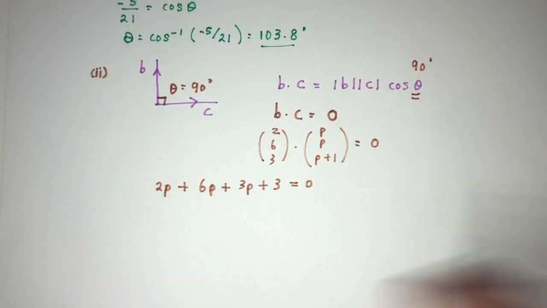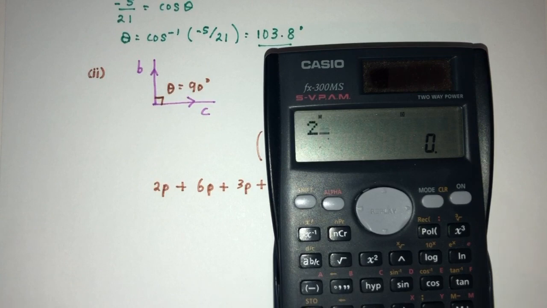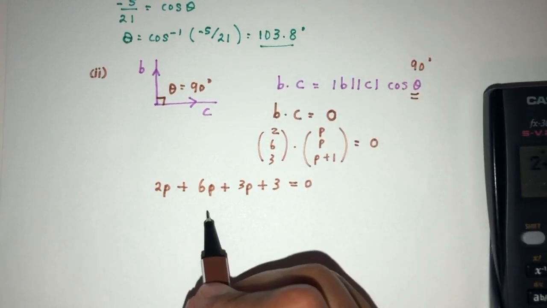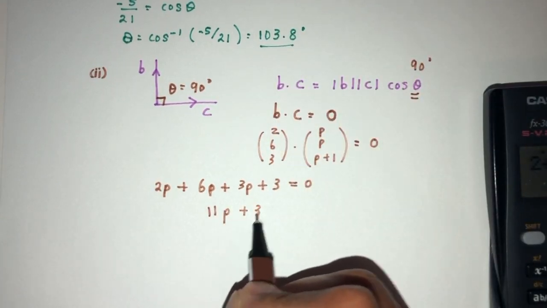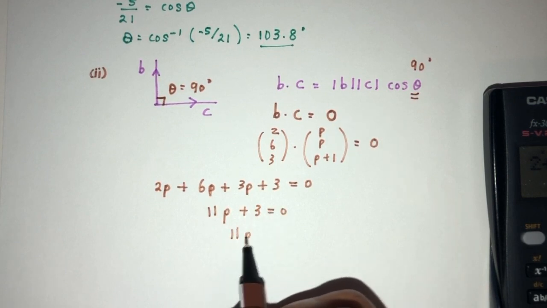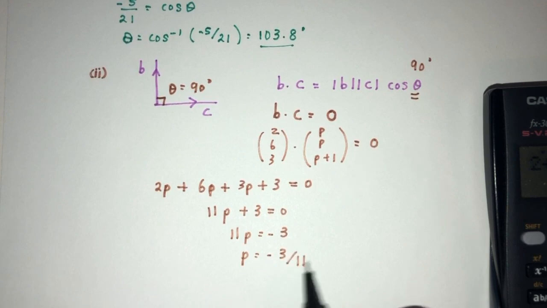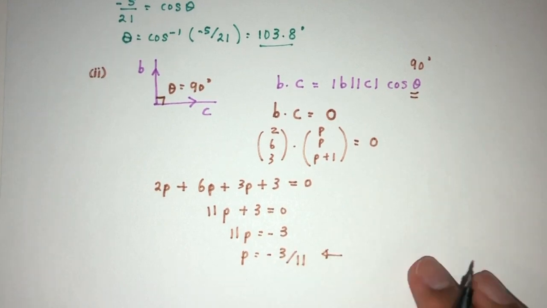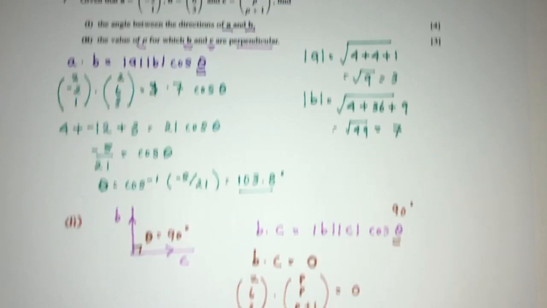Simplify, 2P plus 6P plus 3P, that will be 11P, plus 3 have to be 0. So 11P have to be minus 3, so P have to be minus 3 over the value of 11. Okay, that will be your question regarding vectors for paper 1.